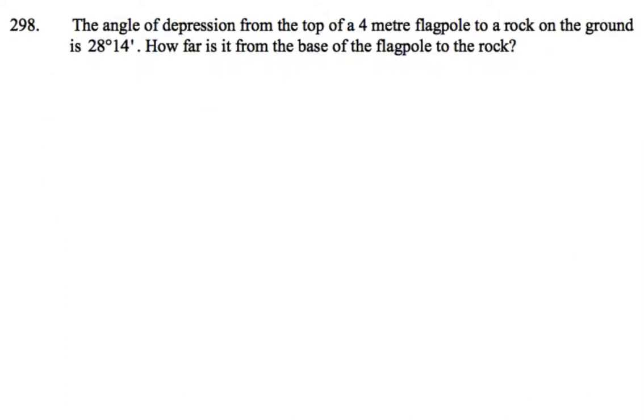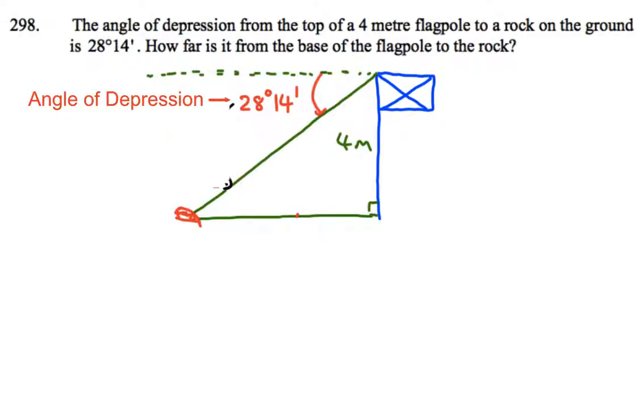Angle of depression down from the top of a 4-meter flagpole. So that's pretty clear. If it's a flagpole, it'll be a pretty vertical one, I guess. And you've got an angle here, and then we've got to find out how far it is from the base of the flagpole to the rock now. So piece together a diagram there. You want to pause it and have a go? Or just watch me. So we've got an angle of depression, we've got a horizontal, and we've got an angle down from there. We've got a 4-meter flagpole.